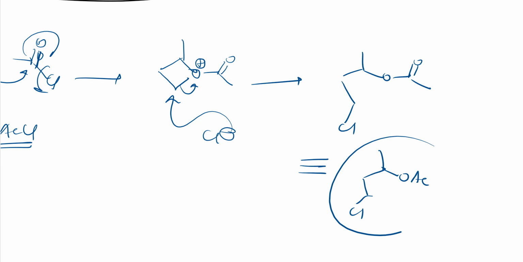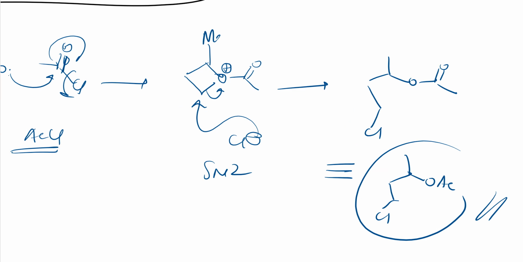So this is the major product of the SN2 reaction. It will go through SN2 because a methyl group is there. The methyl group cannot stabilize that positive charge as well as a phenyl group, or other OMe or OH groups.